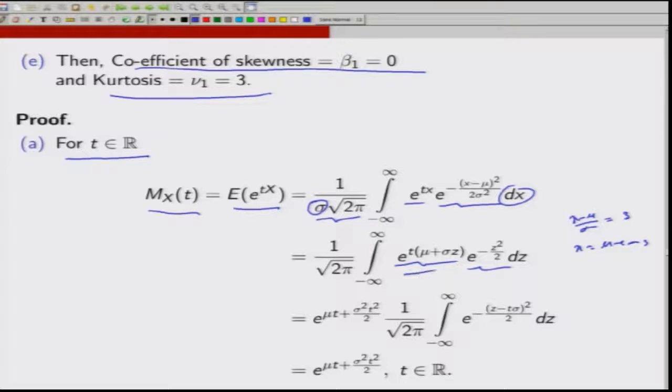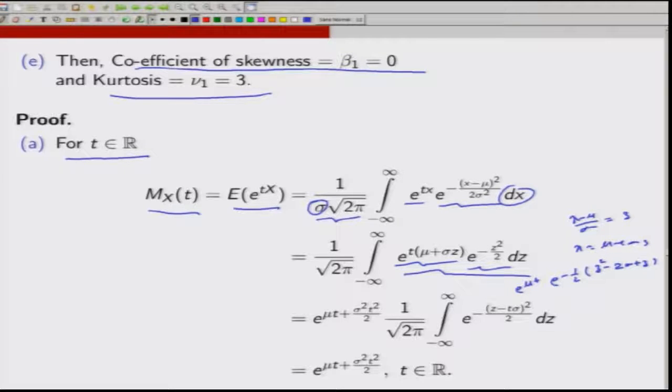So I try to make this a perfect square because this would be nothing but e to the power minus 1 by 2 times (z squared minus 2 sigma t z). That is what would come. And e to the power mu t comes outside.